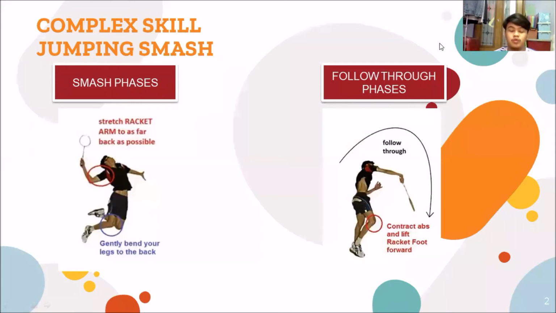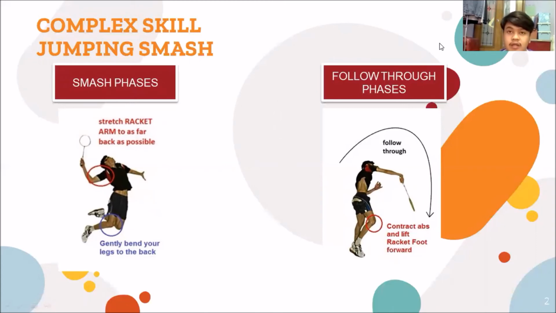Then we go to the next phase in the jumping smash, which is the smash phase. The smash phase also has its own steps. The first step is to swing your racket forward and retract your non-racket arm back to the side of the body. The second step is to explosively contract your abs, because the more strength your abs have, the more it will contribute to the power of your jumping smash.